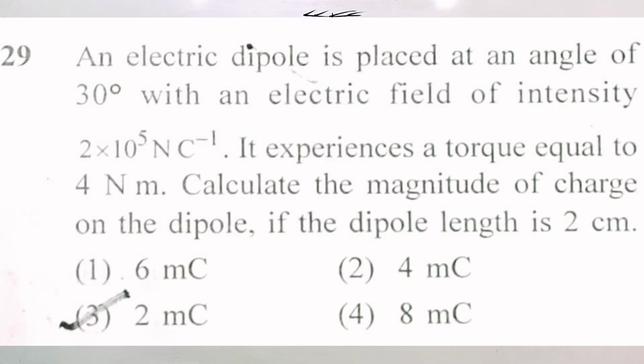Next, 29th. An electric dipole is placed at an angle of 30 degrees with the electric field of intensity 2 into 10 to the power of 5 Newton per coulomb. It experiences a torque equal to 4 Newton meter. Calculate the magnitude of the charge on the dipole if the dipole length is 2 centimeters.